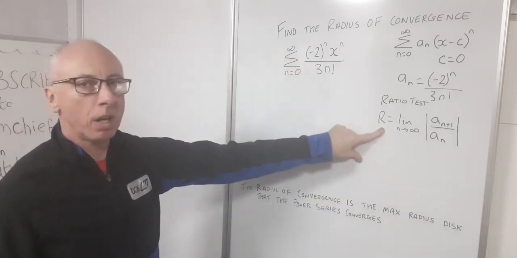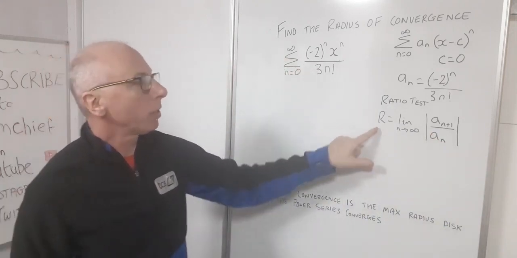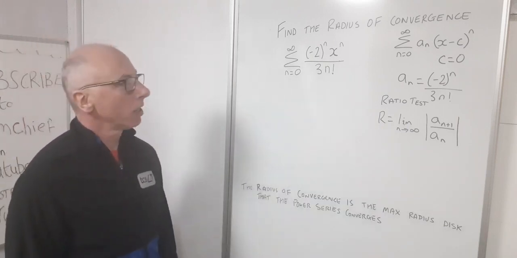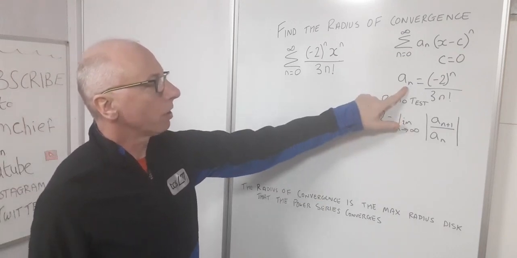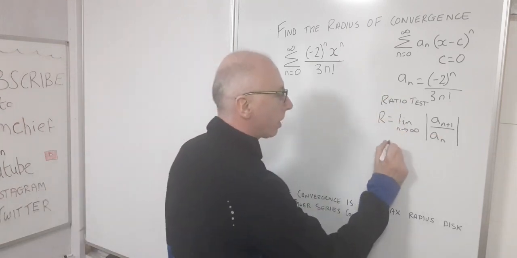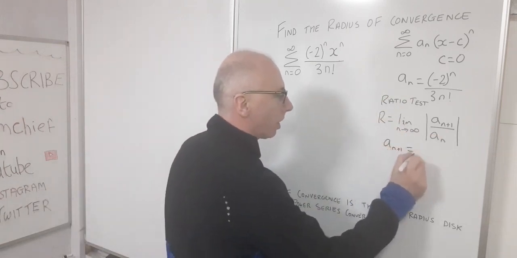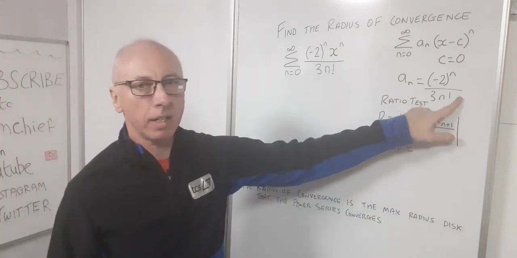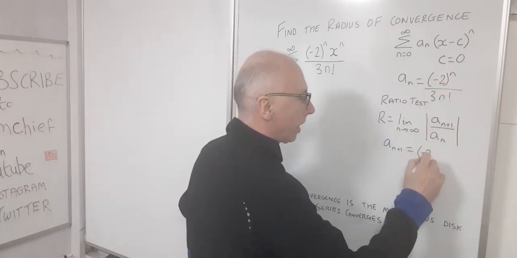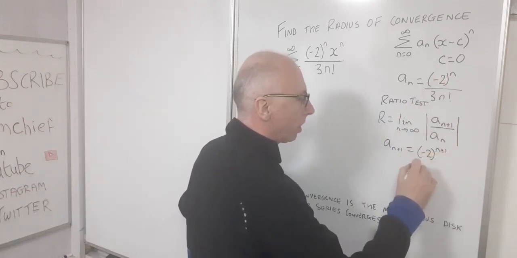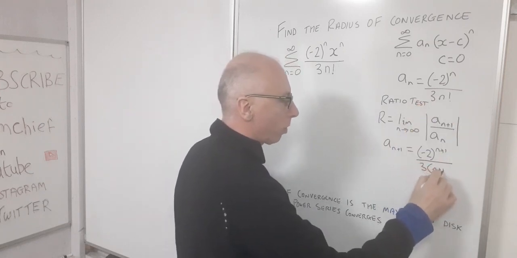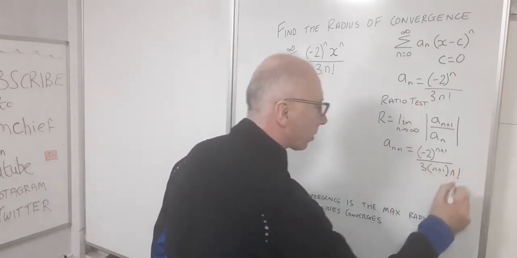Now R will not be our radius of convergence, but it will give us something we can work with to get our answer. So we've got our nth coefficient. Now we need our n plus 1th coefficient. So let's write that underneath. So a_(n+1). Wherever we see an n in here, we put n plus 1. So we've got minus 2 to the n, that just becomes minus 2 to the n plus 1. And then we've got 3n factorial, so that becomes 3 times n plus 1 factorial.